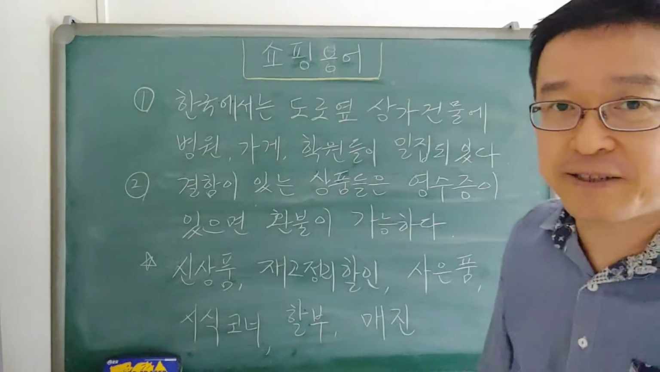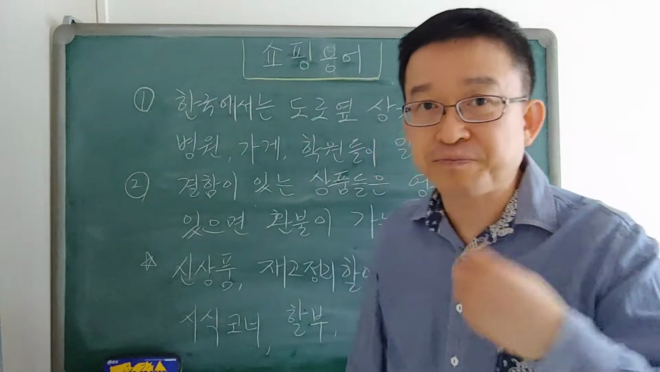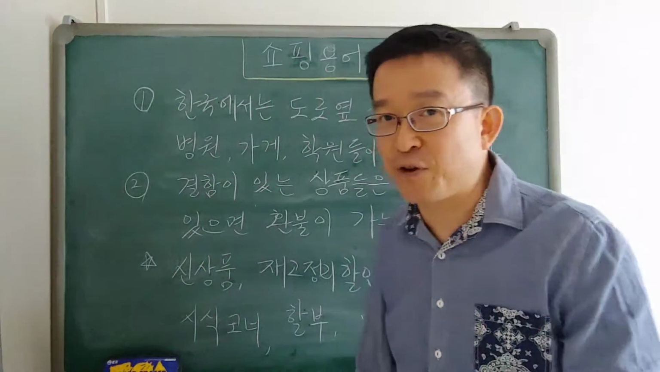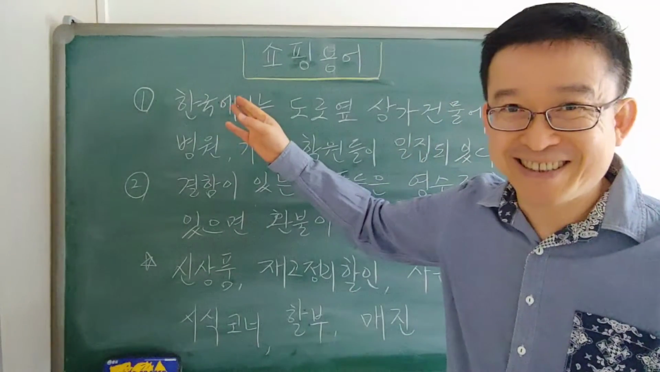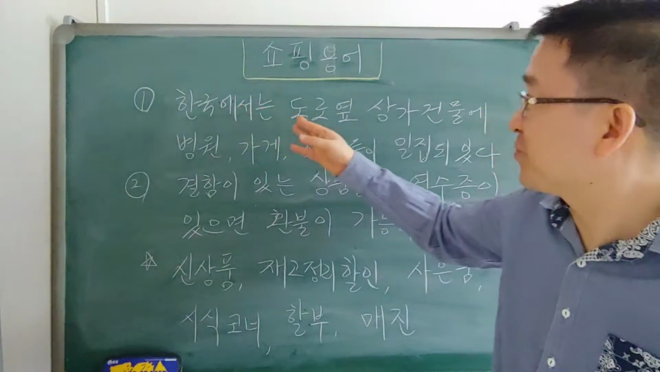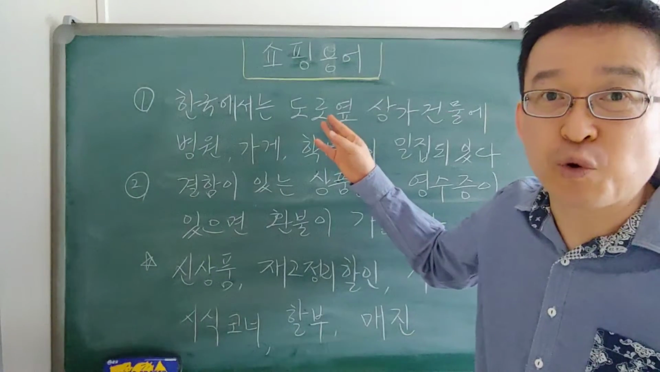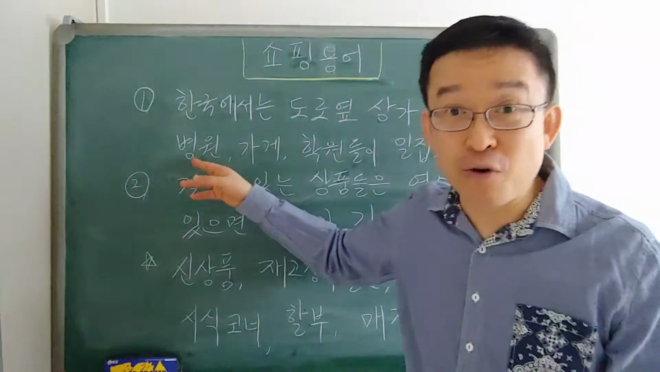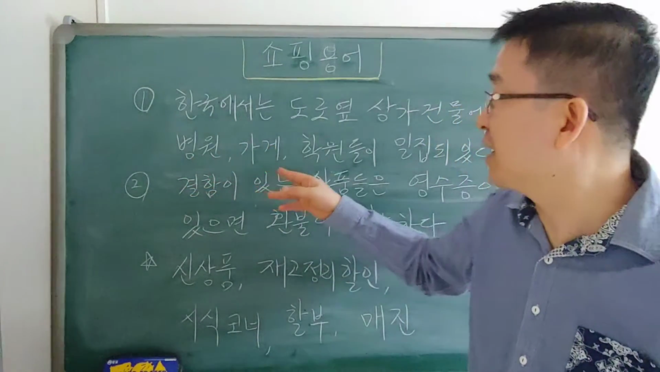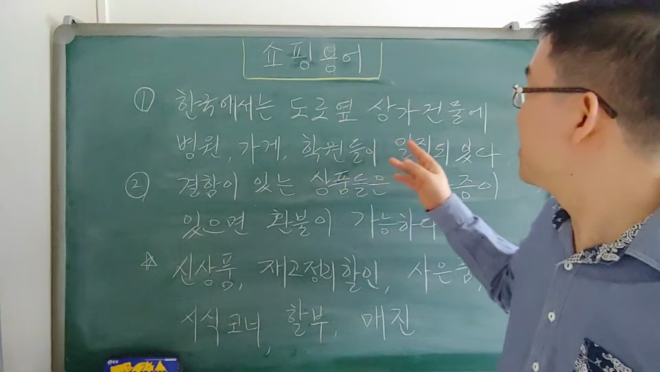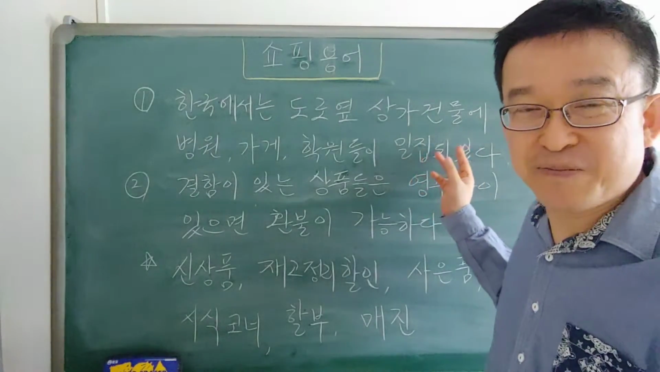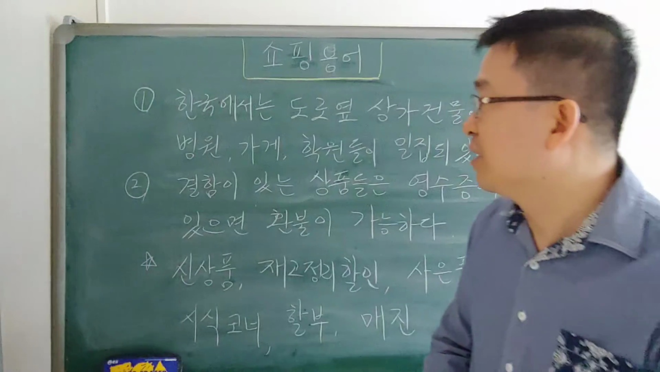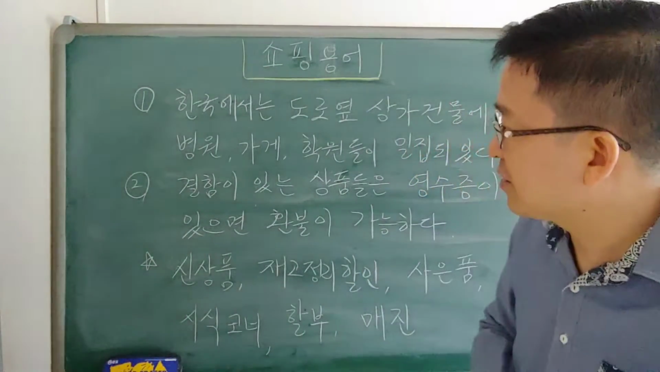Okay, so let's practice bits and bits. Just follow after me. 한국에서는 도로 옆 상가 건물에 병원, 가게, 학원들이 밀집돼 있다. Alright, let's move on to the second sentence.